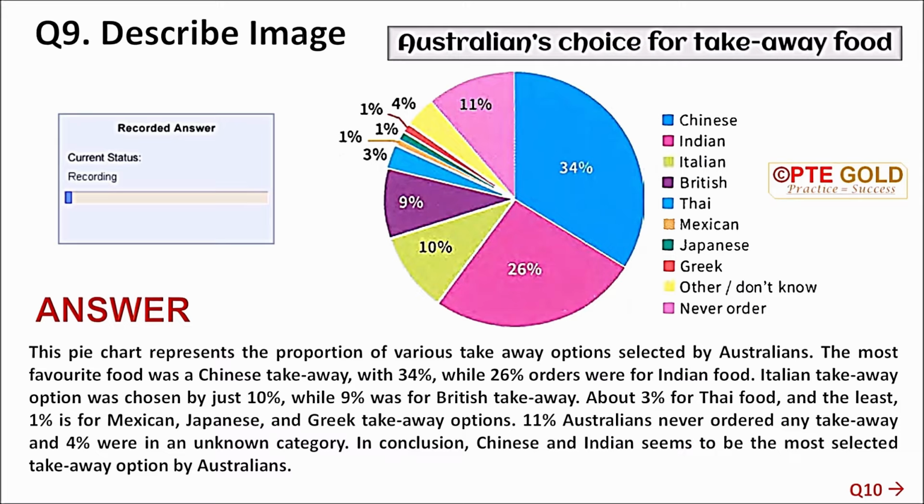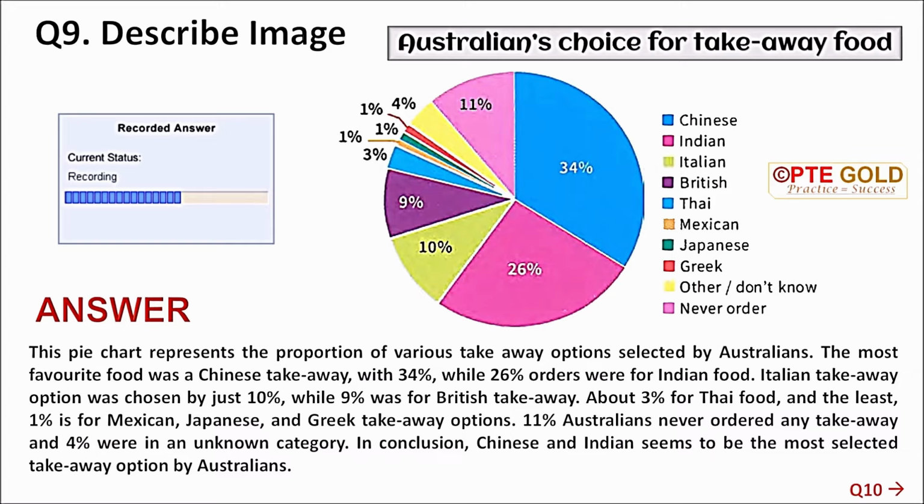This pie chart represents the proportion of various takeaway options selected by Australians. The most favorite food was a Chinese takeaway, with 34%, while 26% orders were for Indian food. The Italian takeaway option was chosen by just 10%, while 9% was for British takeaway.